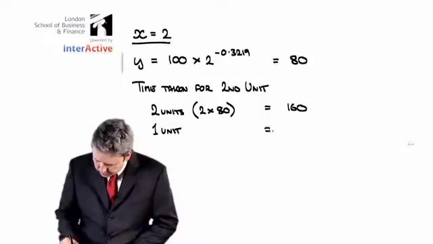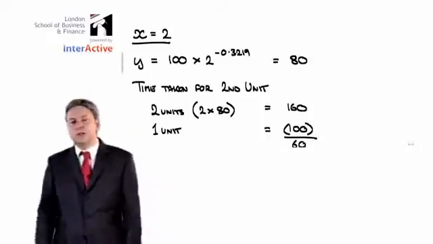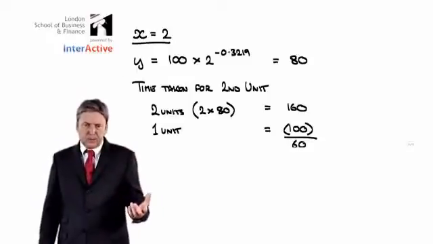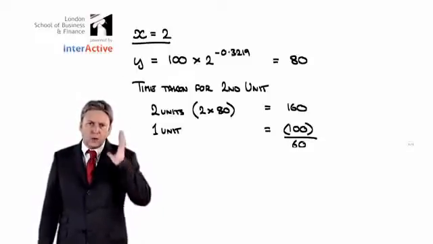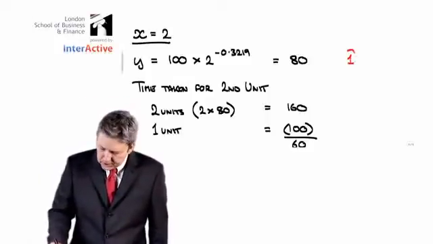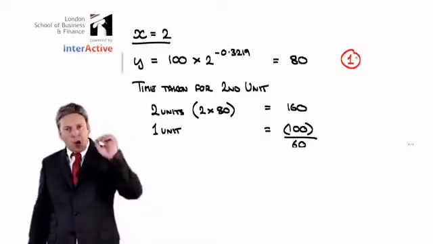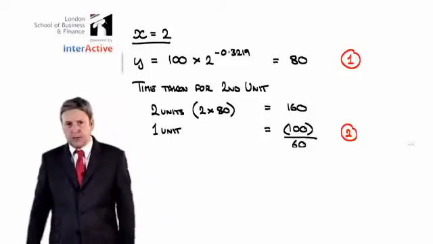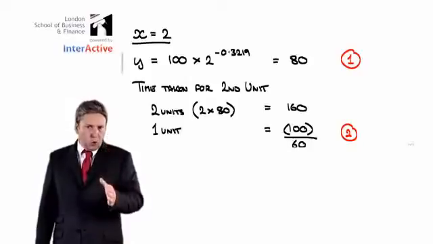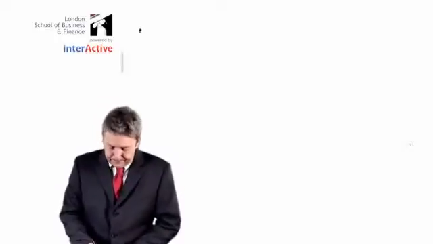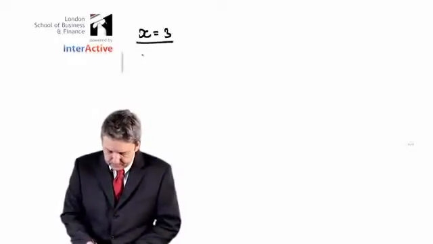1 unit required 100 hours. Therefore, the time taken for the second unit is 60. Now, these are very simple numbers. But what I'm trying to show you is the way that you approach any learning curve issue. Firstly, you establish the value from the formula. And only once you've got that value do you then think about interpreting what the examiner wants. This is the approach that we always use, and if we do this, we will have no problem in the question.